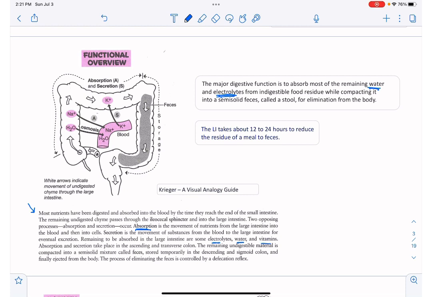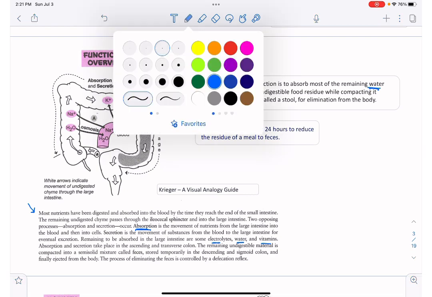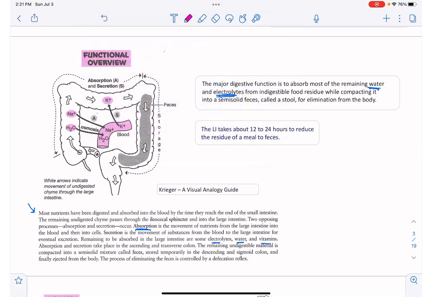Absorption and secretion take place in the ascending and transverse colon. The remaining undigestible material is compacted into a semi-solid mixture called feces, stored temporarily in the descending and sigmoid colon, and finally ejected from the body. And that's what this figure up here is showing us.